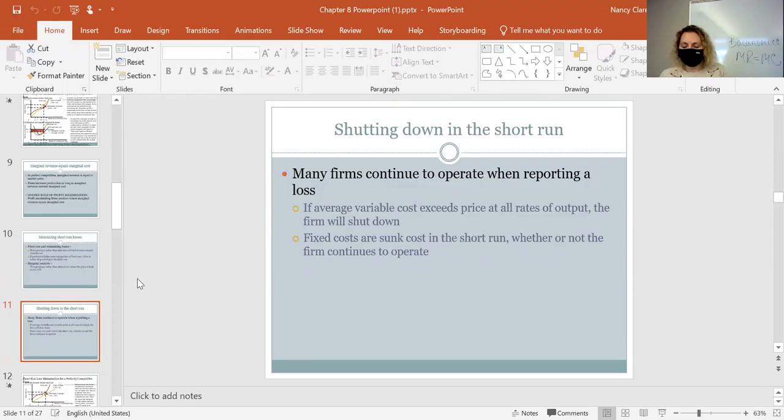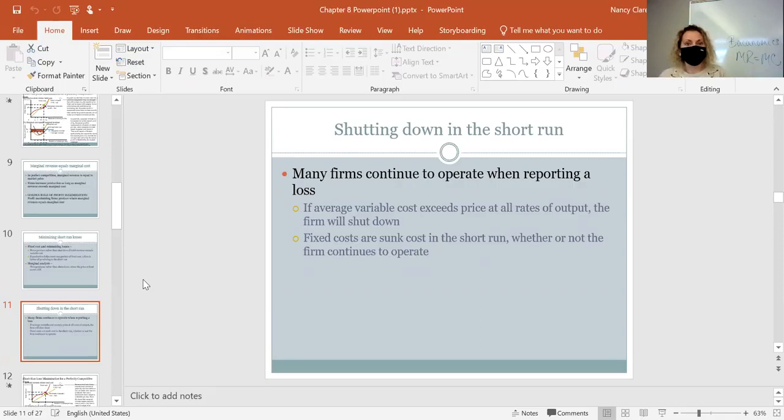Shutting down in the short run, many firms continue to operate when reporting a loss. If AVC exceeds the price, so if your average variable cost is higher than your price, or your AVC curve is higher than your demand curve at all rates of output, or at any quantity, you need to shut down. If you can't even cover variable costs by continuing to operate, you need to shut down, because you're just increasing your losses. You're not decreasing your losses, okay?